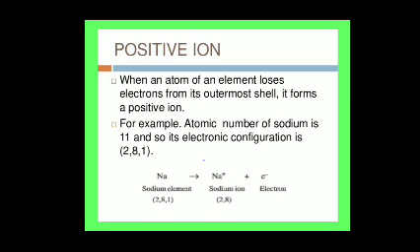This sodium atom is unstable. It loses one electron from its valency shell to get the stable electronic configuration of neon, 1s2, 2s2, 2p6. Sodium loses one electron from its valency shell to form Na plus. Na plus is called the sodium cation. Its electronic configuration is 1s2, 2s2, 2p6, that is the neon configuration. Then it gets the nearest inert gas configuration.